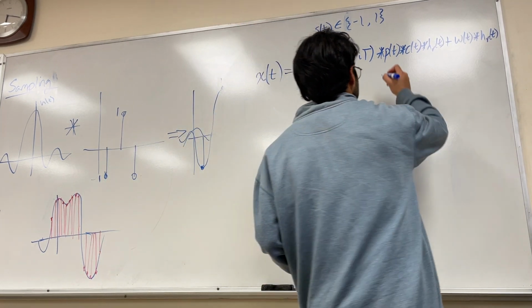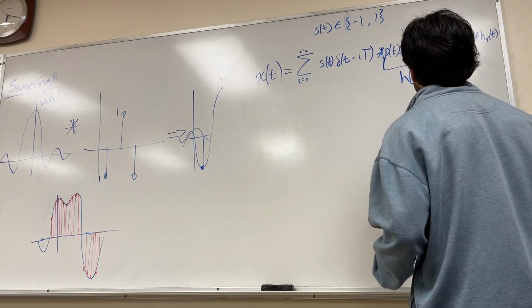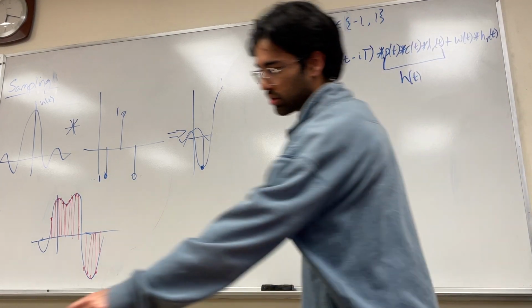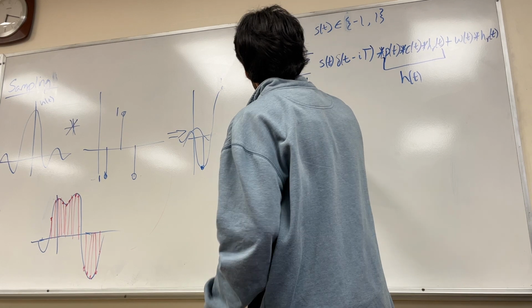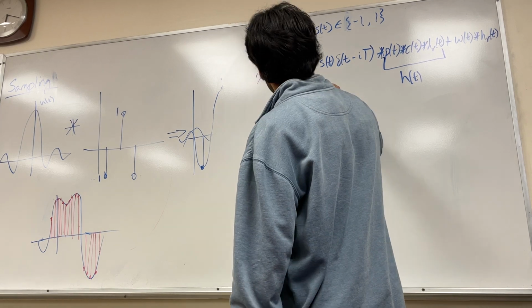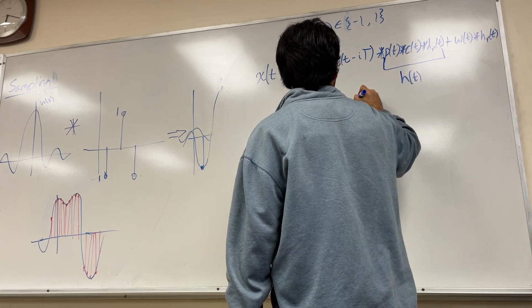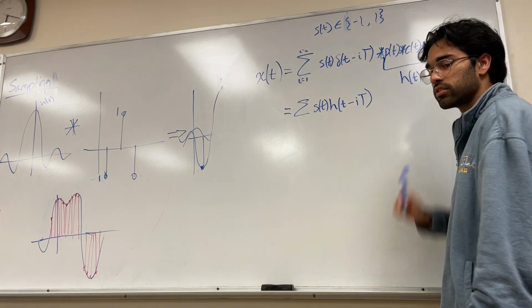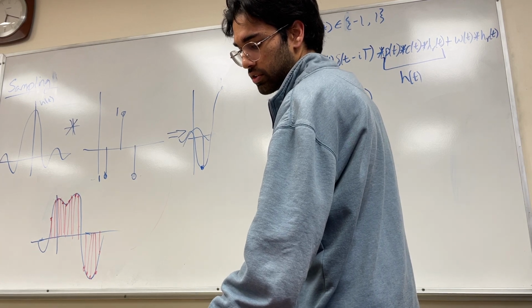We can simplify this to, let's call it H of t, because this is the whole channel. And what you get in simpler terms is the summation of this times H of t minus iT, right? Delta convolved with the filter is that. And from here, we can do a little analysis.